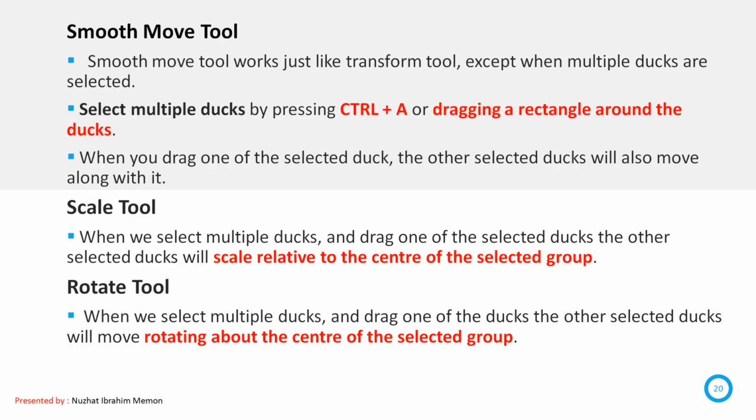Smooth Move tool. The Smooth Move tool works just like the transform tool, except when multiple ducks are selected. Here you can select multiple ducks by pressing Ctrl plus A or dragging a rectangle to cover all the ducks. When you drag one of the selected ducks, the other selected ducks will also move along with it. We will see this practically.